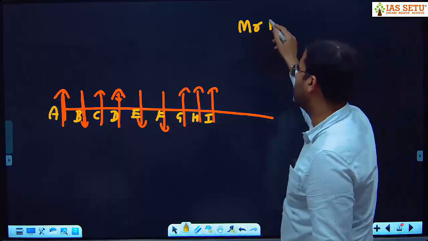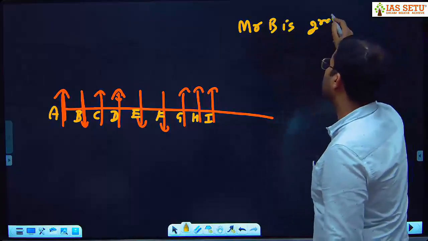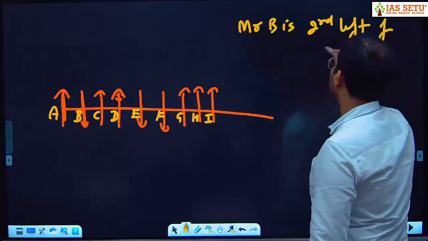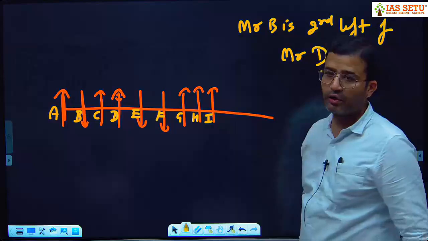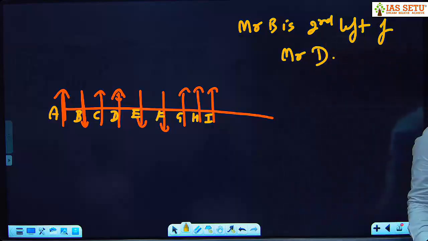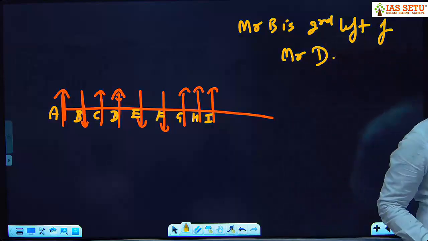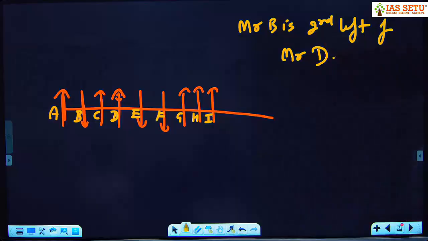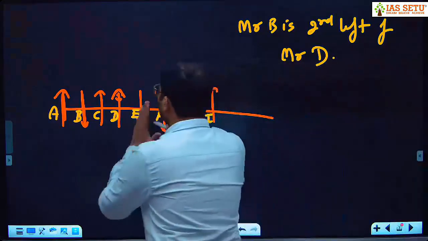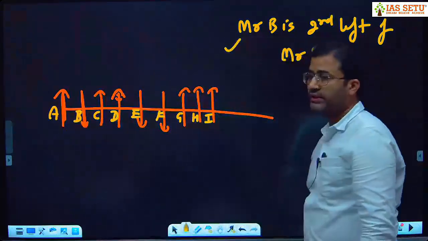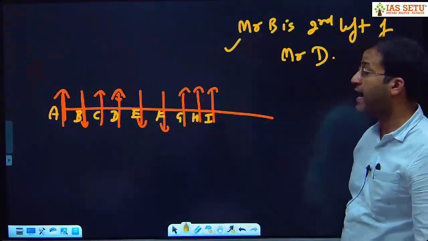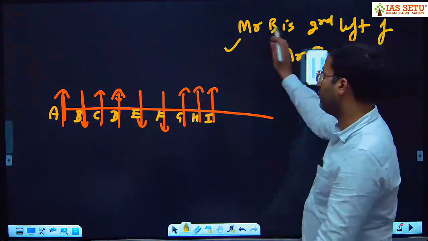Mr. B is second left of Mr. D. Check. Correct or wrong? Mr. B is second left of Mr. D. Online students, correct or wrong? If you are D, your face is in this direction, so this is first left, second left. So this statement is correct. Yes, Mr. B is second left of Mr. D. Now one more question.